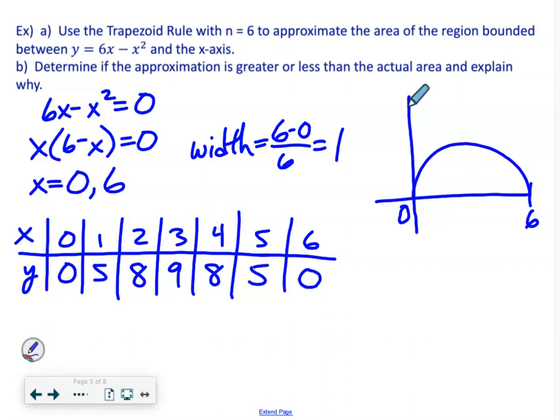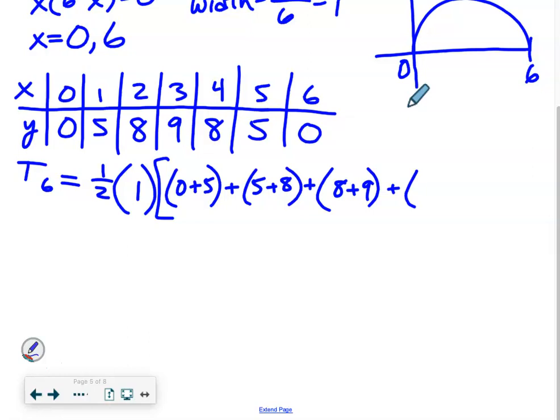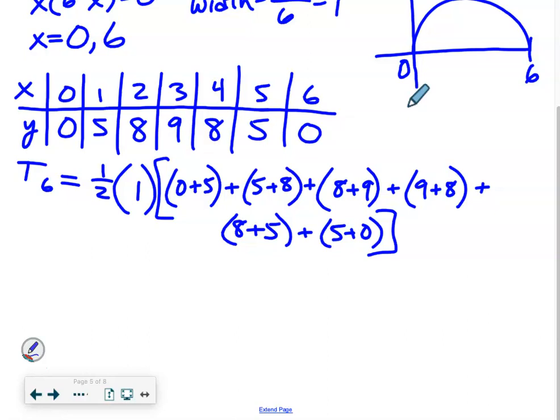And our trapezoid sum, T sub 6, is equal to 1/2 times the width times, so 6 trapezoids, 6 sums, so 0 plus 5 plus 5 plus 8 plus 8 plus 9 plus 9 plus 8 plus 8 plus 5 plus 5 plus 0. Couple quick comments.